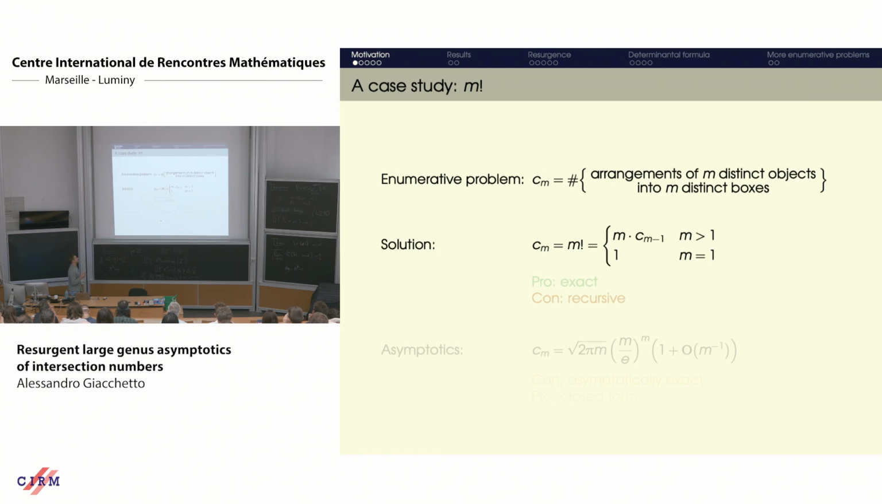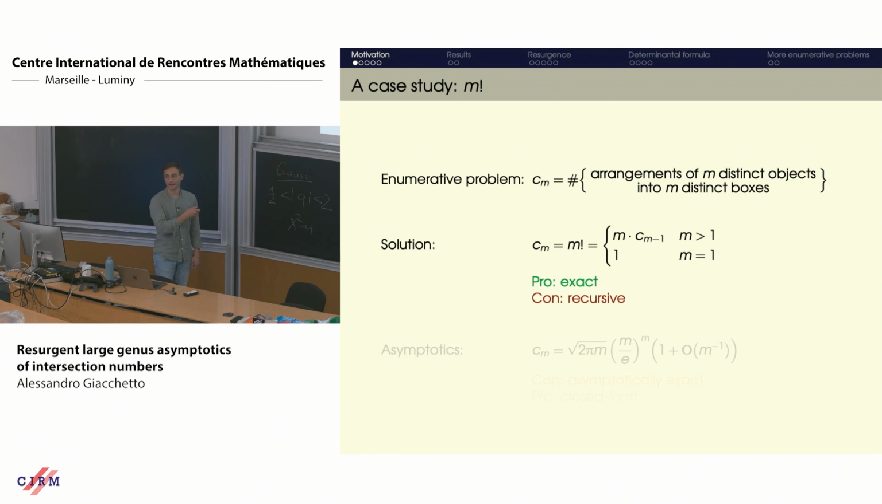The reason you get the factorial is because, if you have m distinct objects and you want to put an object into the first box, you have m possibilities to choose from. Once you put this object inside the box, you are left with m-1 objects that you have to put into m-1 boxes. In this way you get a recursive formula that gives you the factorial. The nice thing about this formula is that it's exact. It solves the enumerative problem you started with, but the disadvantage is that it's recursive, so it doesn't tell you exactly how this number behaves.